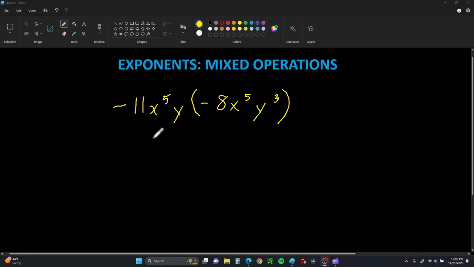So I do number times number, I write the answer. Then I'm going to do letter times letter. So x to the fifth times x to the fifth. I add the exponents, that's x to the 10th. And then I have y, there's a 1 here, even though it's not written. So I have y to the first times y to the third, that's y to the fourth. And then finally, I have a negative times a negative, which is a positive. When the leading coefficient is positive, you don't actually have to write that. And then that is the final answer.